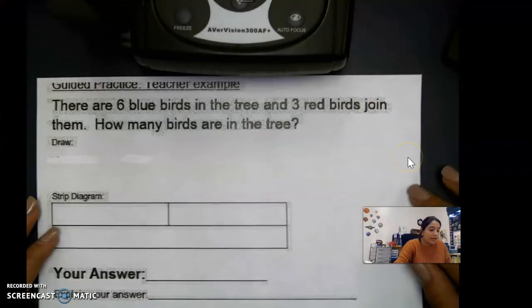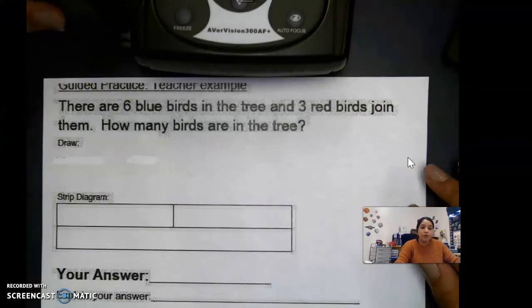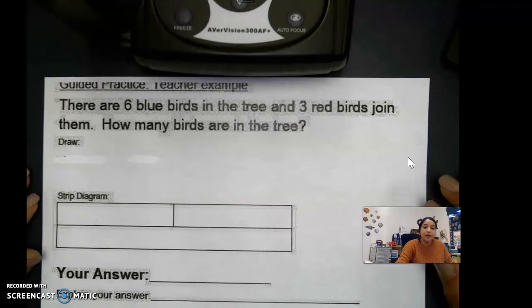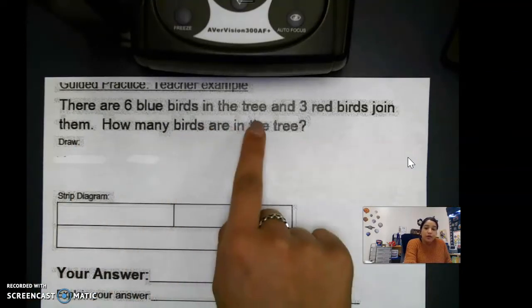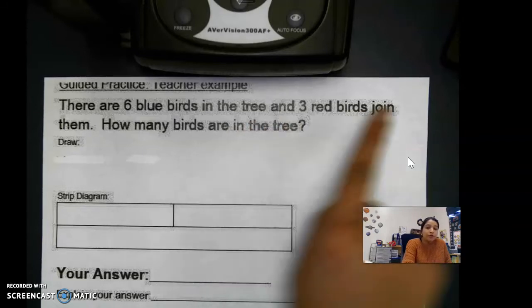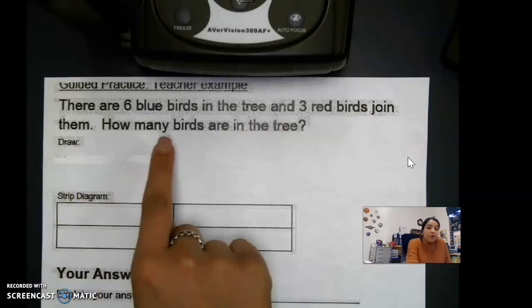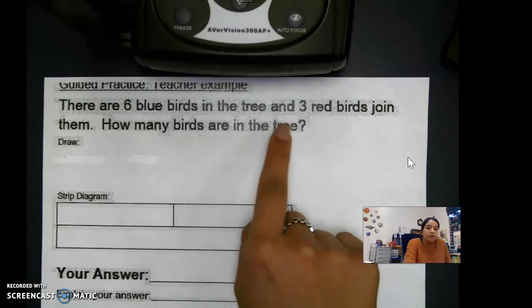Let's go ahead and look at a word problem, which will help us practice using our new vocabulary word, strip diagram. Let's read it all together. There are 6 bluebirds in the tree. 3 redbirds join them. How many birds are in the tree?